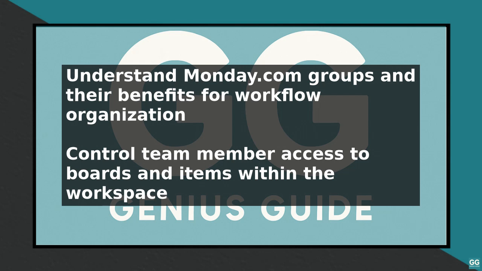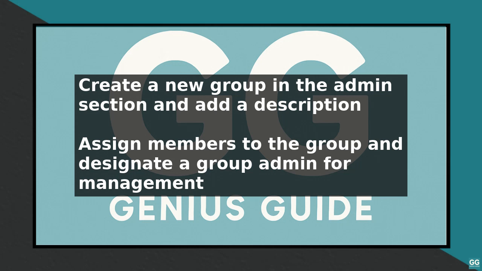Click on the Groups tab and then click on the New Group button to create a group. Give your group a name and add a description to help others understand its purpose. Next, add members to your group by selecting them from the list of available team members. You can also assign a group admin who will have the ability to manage the group and its members.